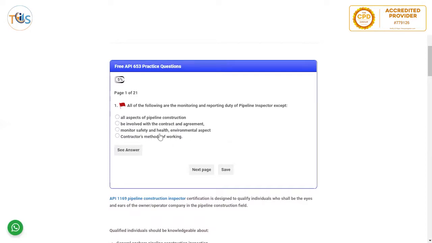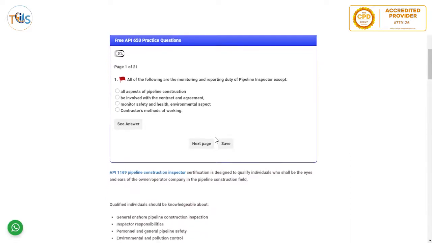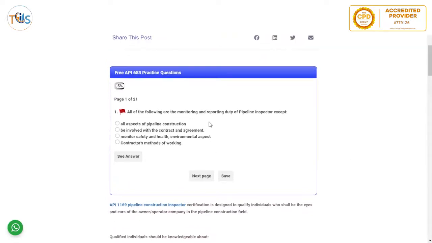Monitor safety and health and environmental aspects. Yes, and that's why you have got the open book, which is mostly about safety, health, and environmental aspects. And the API 1169 pipeline construction inspector has the power to stop the job if he feels the job is not safe. Practically representing the client and commenting on the contractor's method of working.